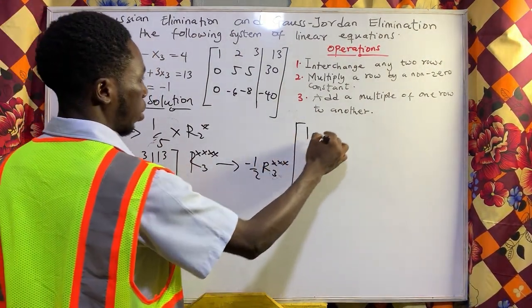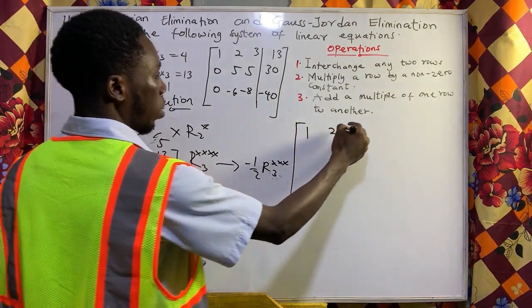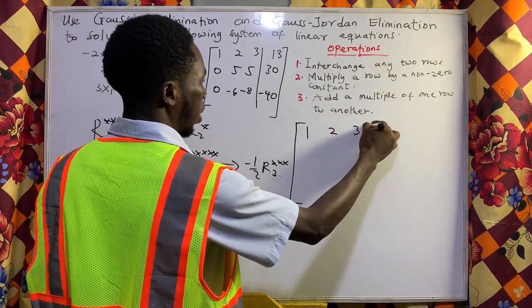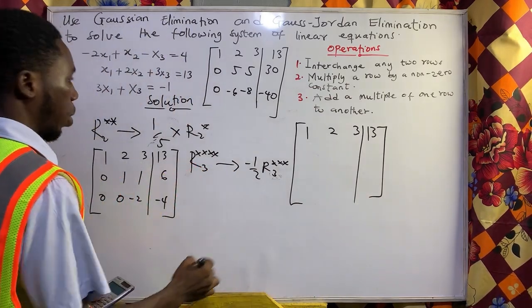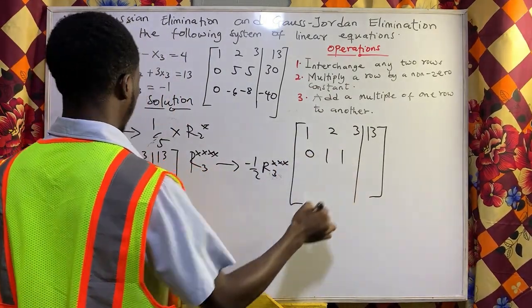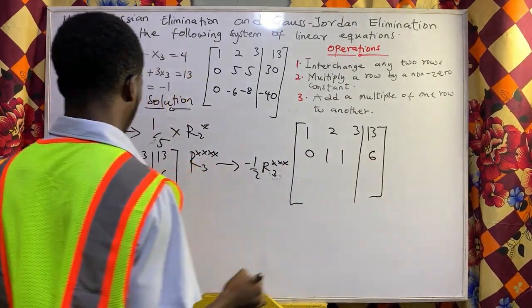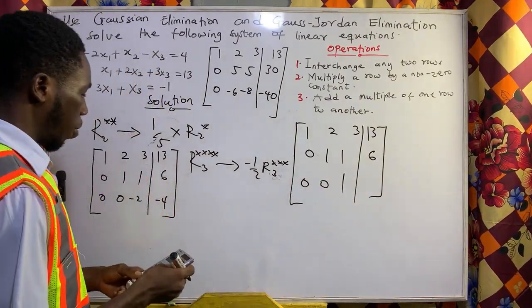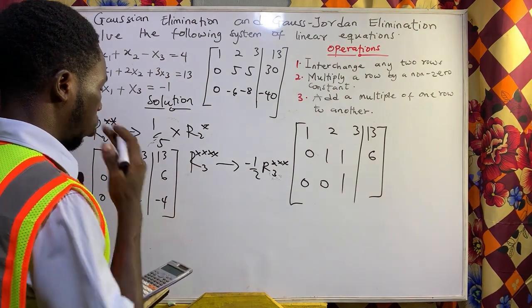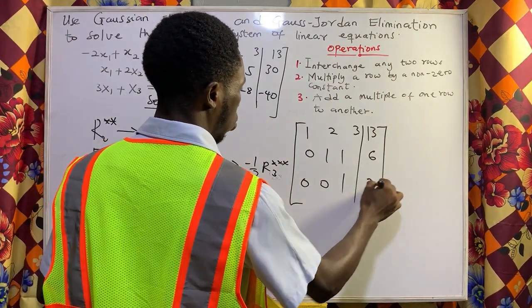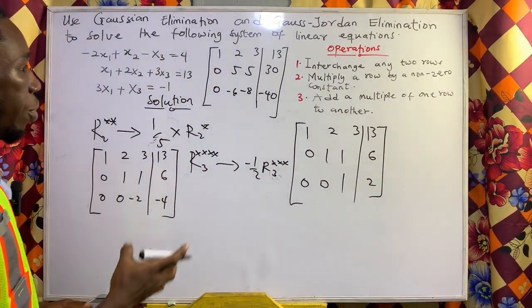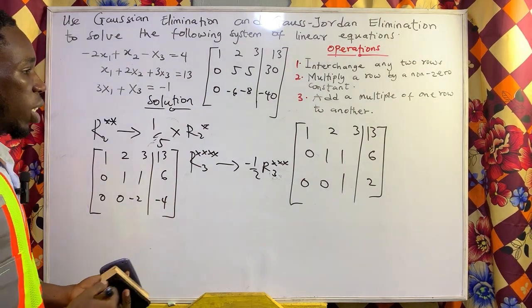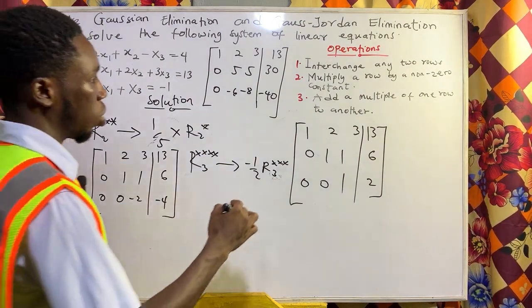I'm going to have 1, 2, 3, 13. And then you have 0, 1, 1, 6. And then you have 0, 0, 1. And then you have minus 4 times minus half, which gives us 2. So this is the row echelon form.